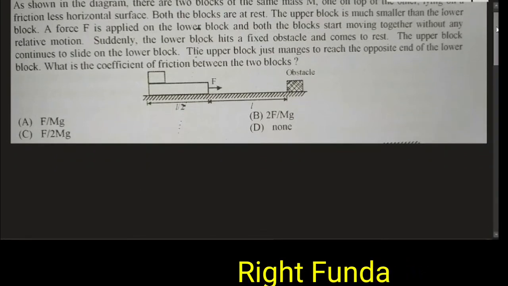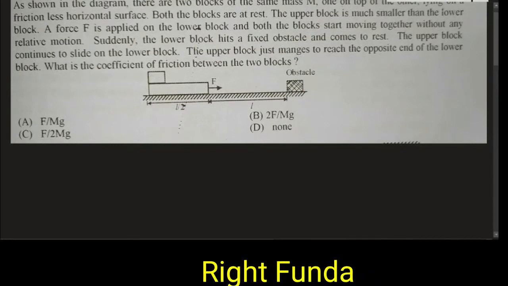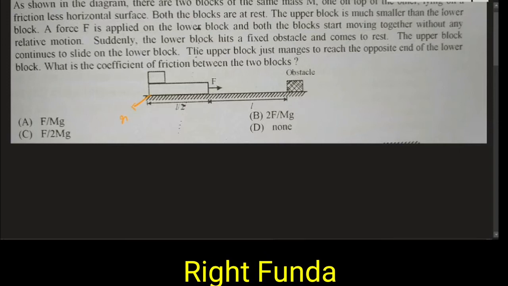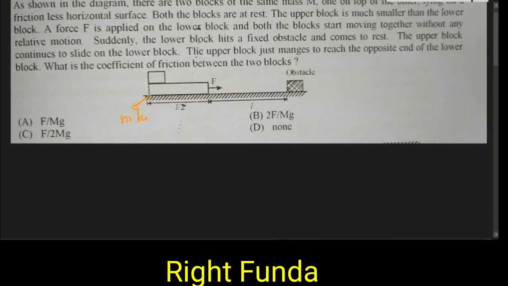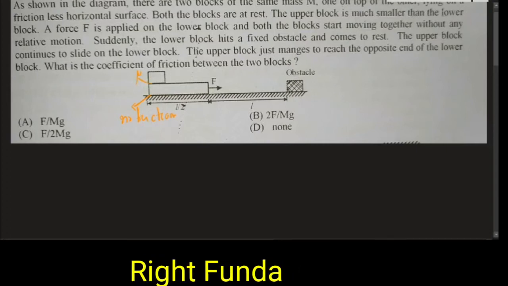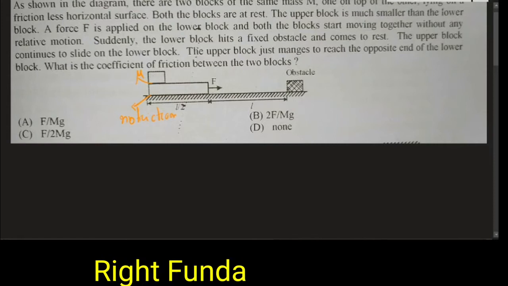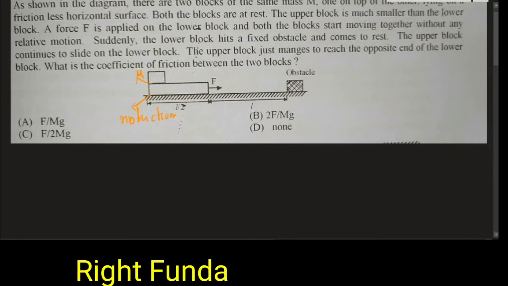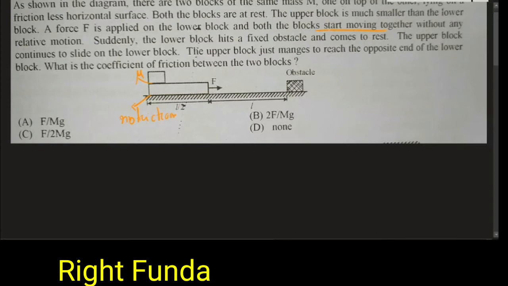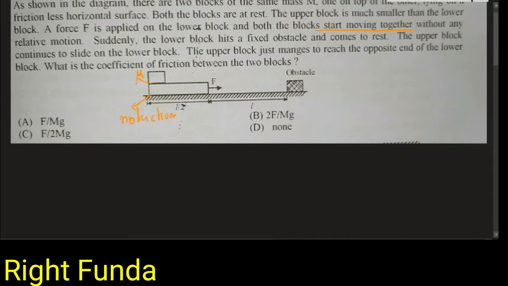Let's see. The question is saying that there is friction between these two blocks. There is no friction here, no friction here. But between these two, there is friction, with coefficient of friction mu. And the question is saying that as you apply the force, both the blocks start moving together. Meaning thereby, the friction is sufficient so that relative motion is not happening. So these two can move together. It is given in the question.